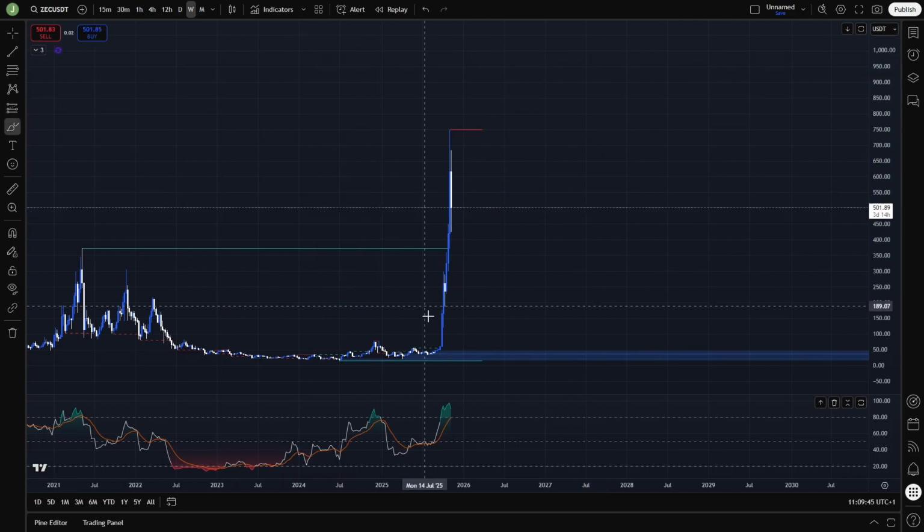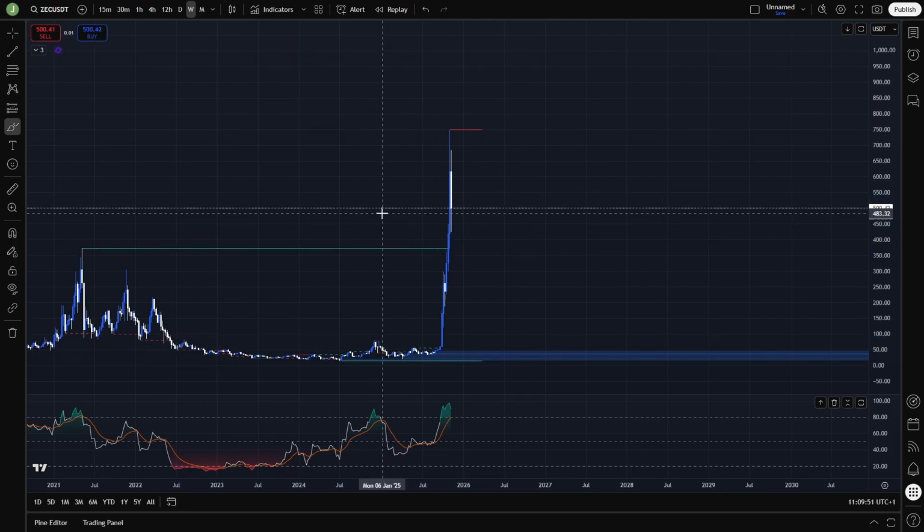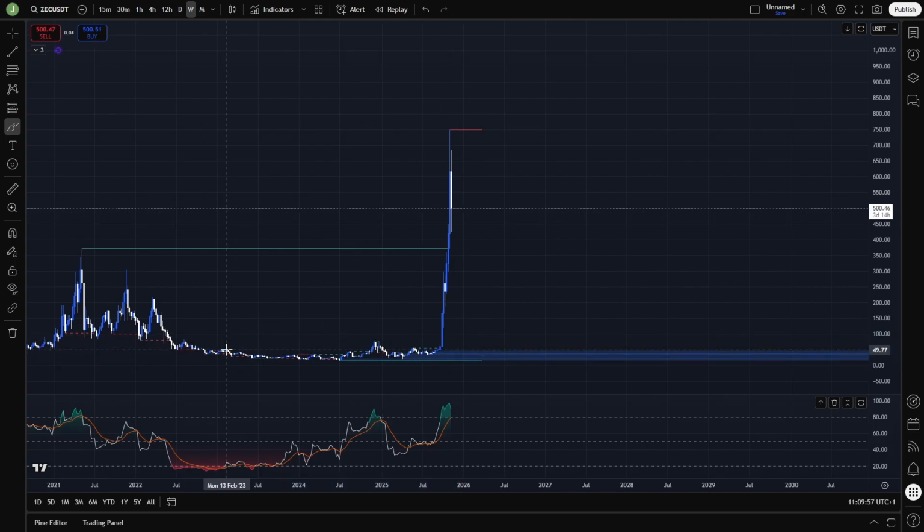And if you, for example, didn't believe in this coin on these lower levels, why would you buy it here? This is complete nonsense. And if you believed in this coin and you bought it on these lower levels, huge congratulations. You are really great. But I think most people heard about this coin once there was this insane pump.